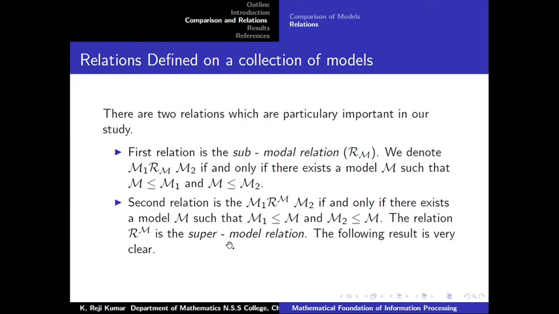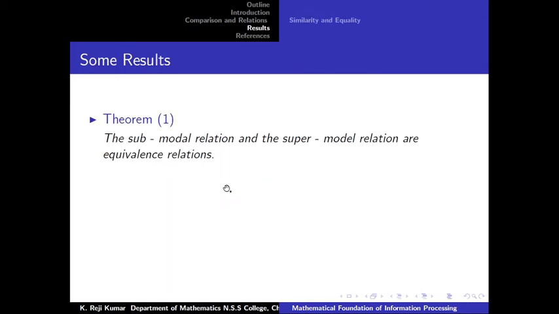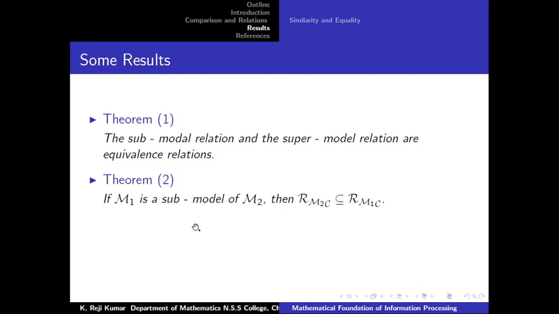We have some results which are established, derived from the concepts of relation, equivalence, and similarity, and the submodel and supermodel relations that we are going to discuss in the coming slides. The first theorem says that the submodel relation and supermodel relations are equivalence relations. We can prove this. The second theorem says that if M1 is a submodel of M2, then R M2 C is a subset of R M1 C.